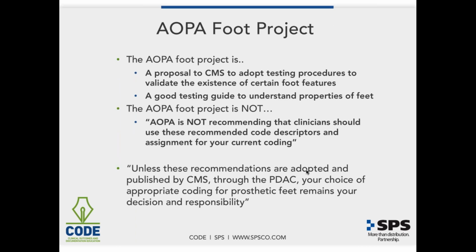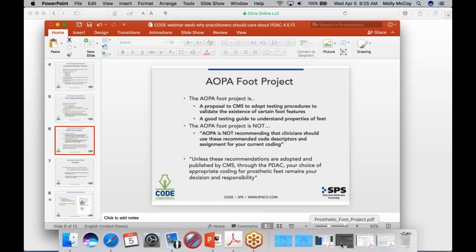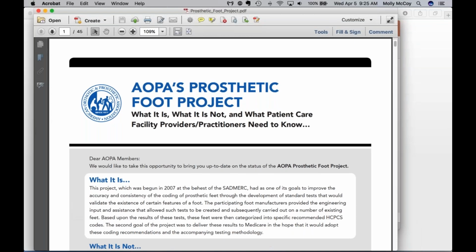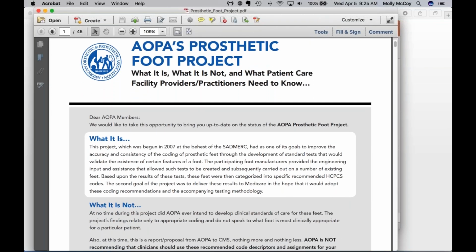A lot of times the manufacturer will say, well, we didn't go through PDAC coding approval, but we did subject this, in this case a foot, if we're using the AOPA foot project, obviously, we did subject this foot to some testing based on the AOPA foot project. If you'll recall, and again, I'm going to make my screen ugly for a second here so I can pull this up, a few years ago, AOPA had the prosthetic foot project that came out.